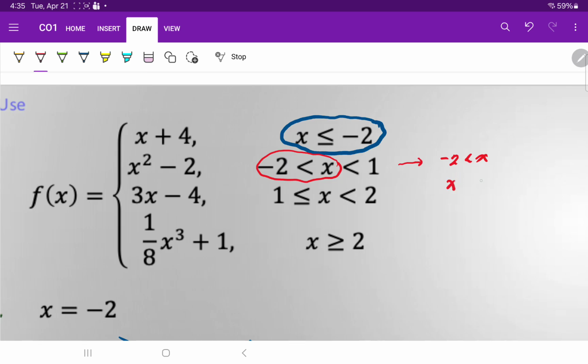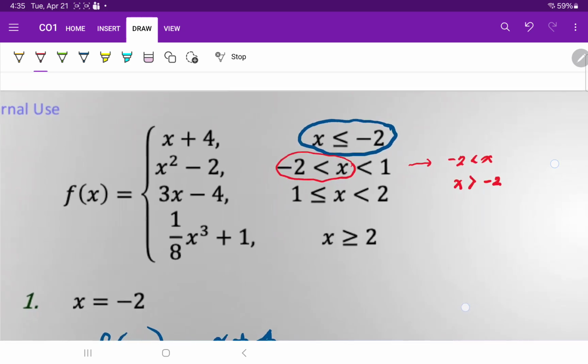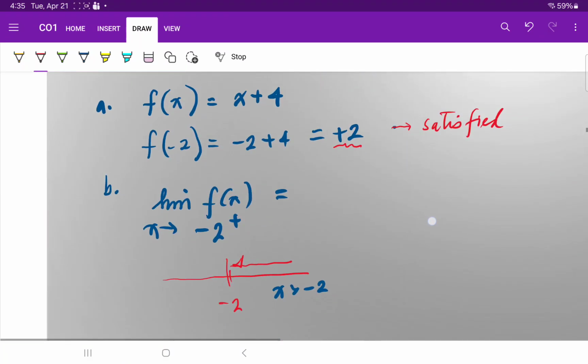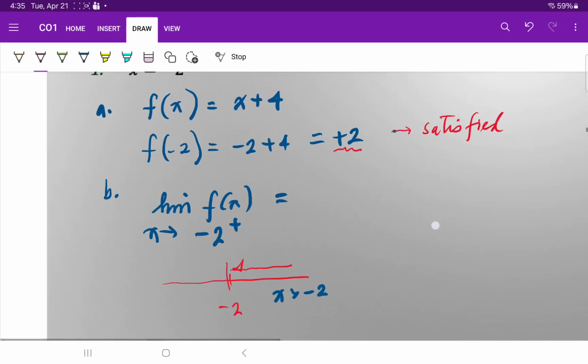We put here x, we put here negative 2, less becomes greater. So x is greater than negative 2. That means x is greater than negative 2. So if you come from the right of negative 2, x must be greater than negative 2.